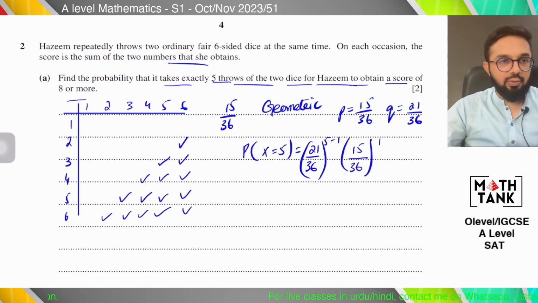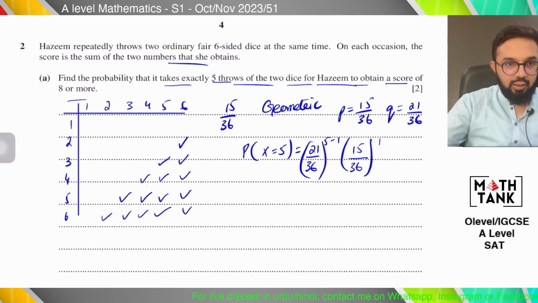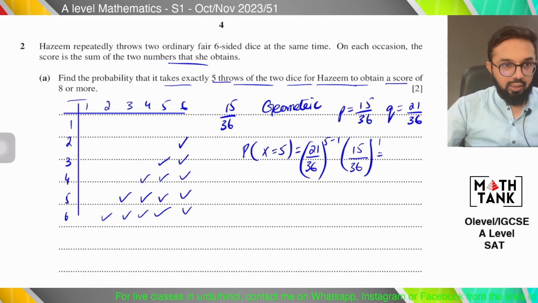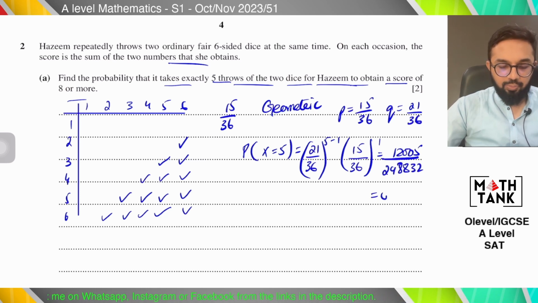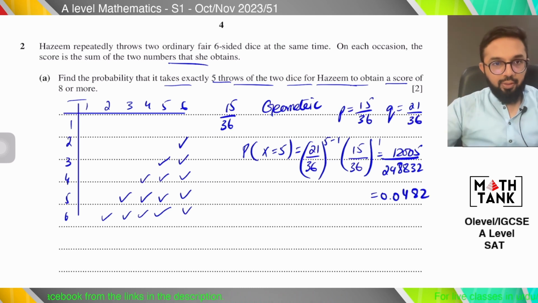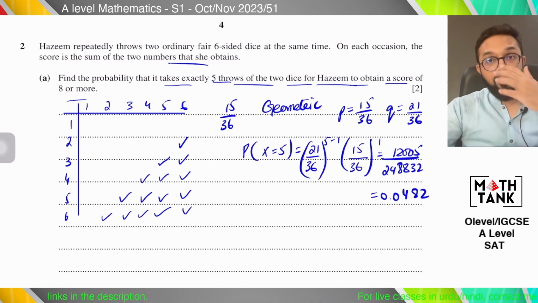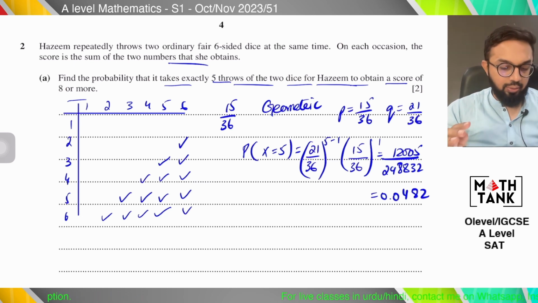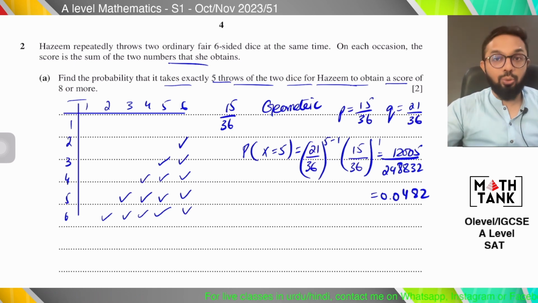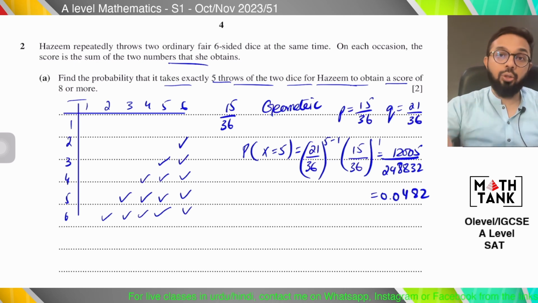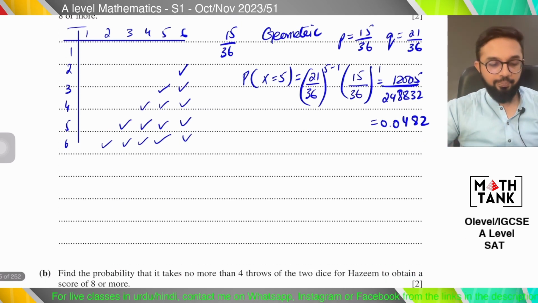Okay, let's check if that is the right answer. Yes, that is indeed the right answer. And I should be getting 12005 over 248832, which is 0.0482. So I know it's geometric because I'm not talking about how many successes in those 5 turns. I'm just saying I want to be successful on the 5th turn.